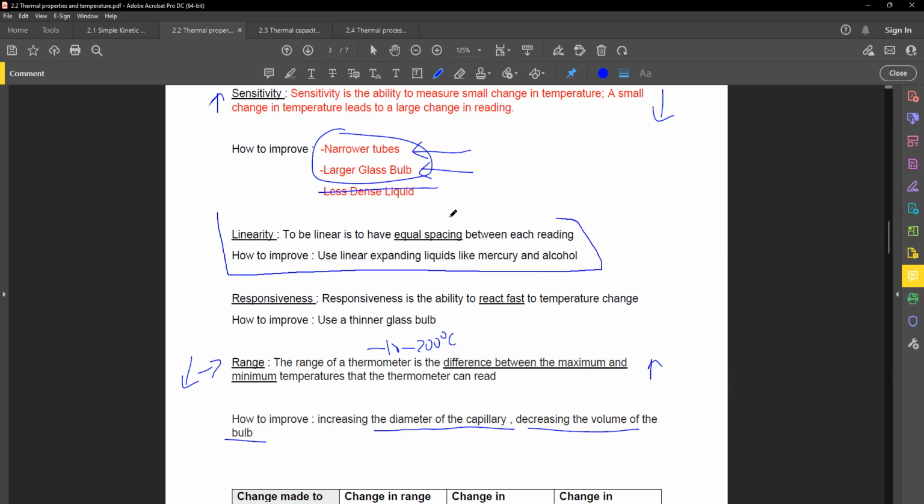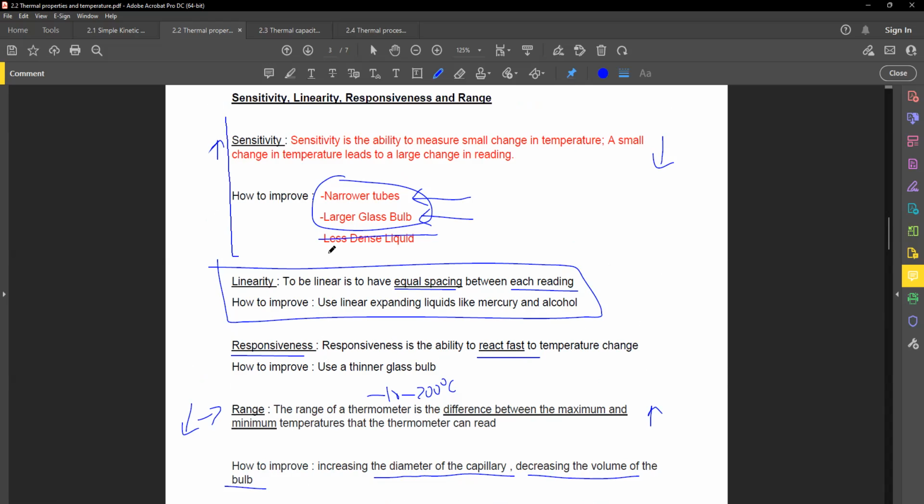And after that, linearity is, like I mentioned just now, to have equal spacing between each reading here. And responsiveness is basically how fast it reacts to temperature change. I'm not going to explain too much here, but this is definitely very, very important, guys.